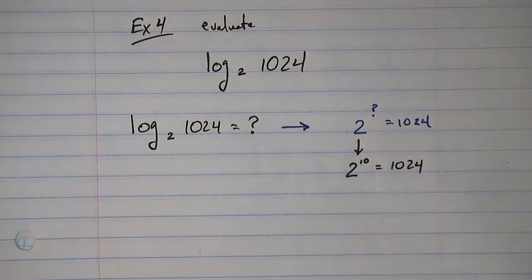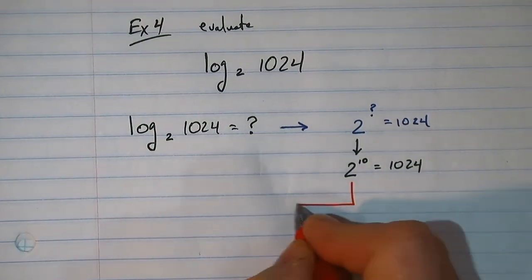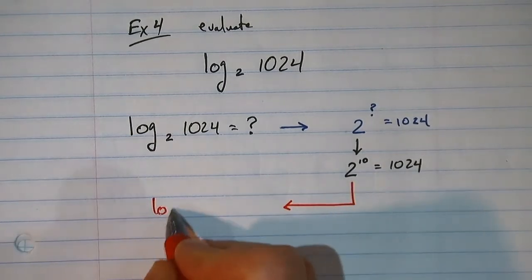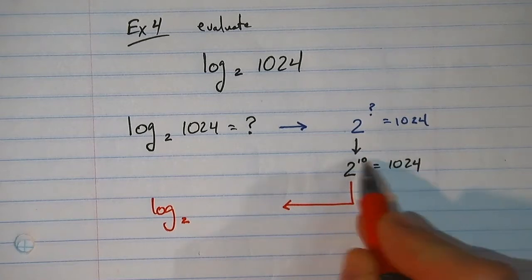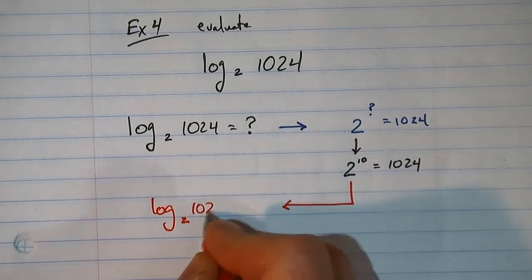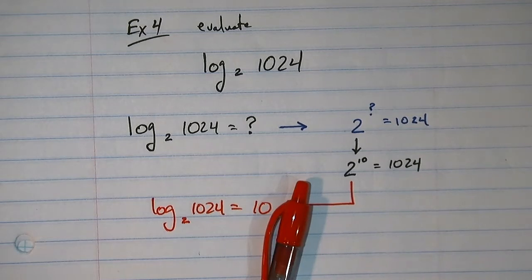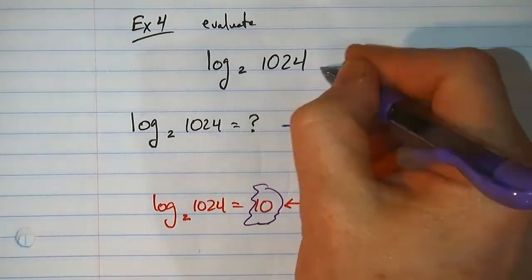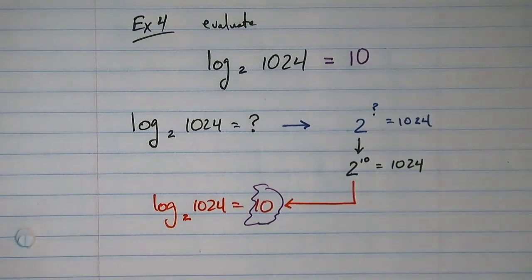But now, once I have figured out what that question mark is, what I do is I turn this back into a logarithmic expression. So my log base 2, now these two things switch, of 1024 is 10. And there we go. Now I have my answer. So what does this equal? This equals 10. All right.